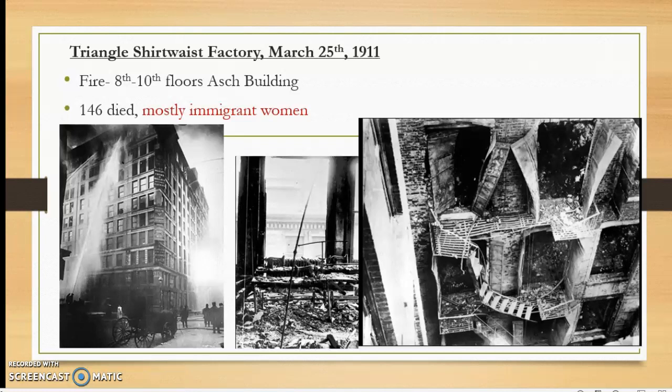This disaster happened in front of thousands of people who congregated in the area when they heard the fire alarms, when they saw the smoke billowing out of the building. When the fire department arrived, the ladders were too short to reach the top floors. So what happened was the worst workplace disaster prior to 9/11 in American history. 146 people died. Again, mostly young women, mostly immigrant women.